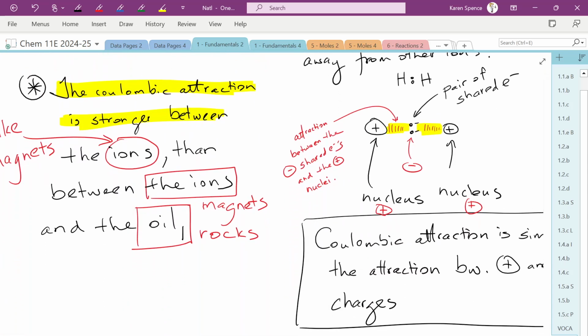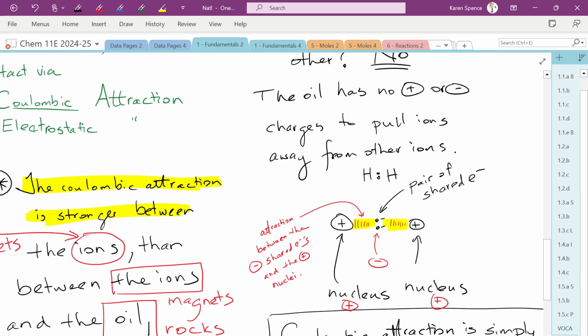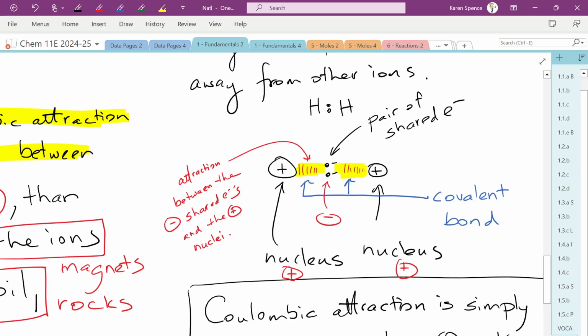And now going back to talking about coulombic forces in general, we did not label this guy here. This whole thing is the covalent bond. It is the attraction between the shared electrons and the positive nuclei. That's really ugly, there are too many arrows there. I'm going to get rid of that and just write covalent bond here. There we go. That's better.